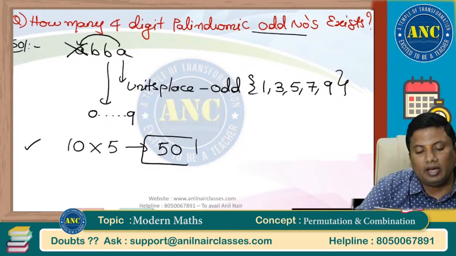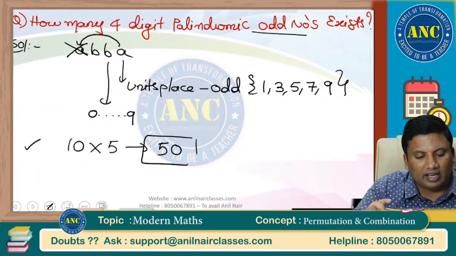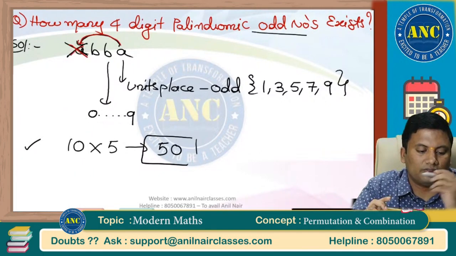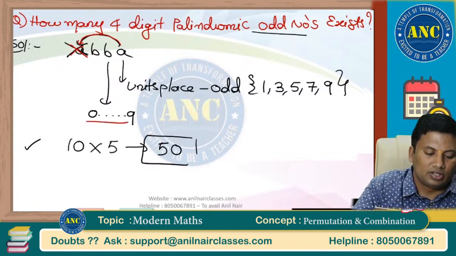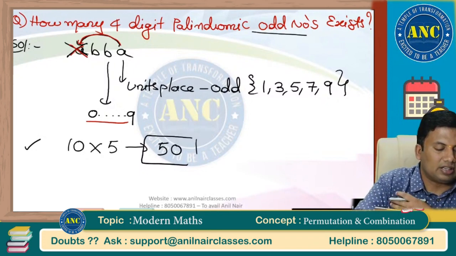A, B, B, A. A, units place, it is nothing but odd. Odd means 1, 3, 5, 7 and 9. So automatically this is also fixed. B can take any value from 0 to 9. So 10 into 5 is nothing but 50.